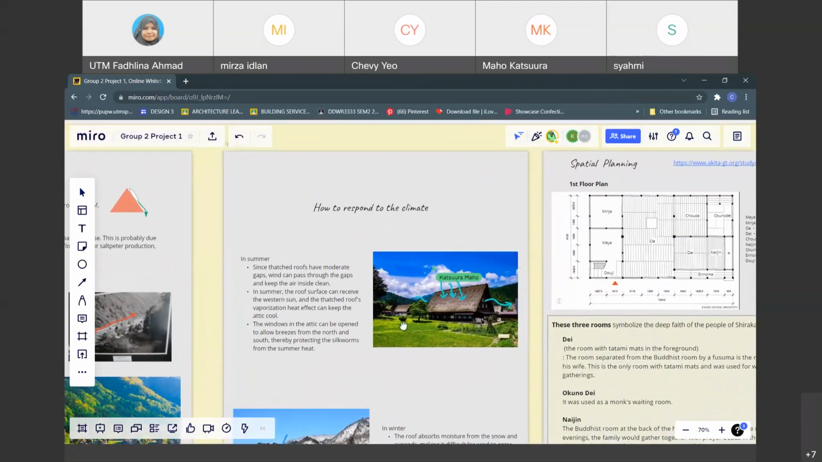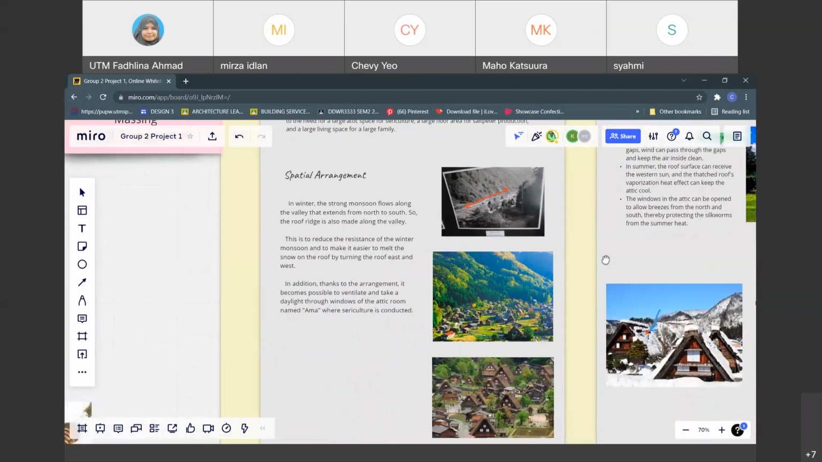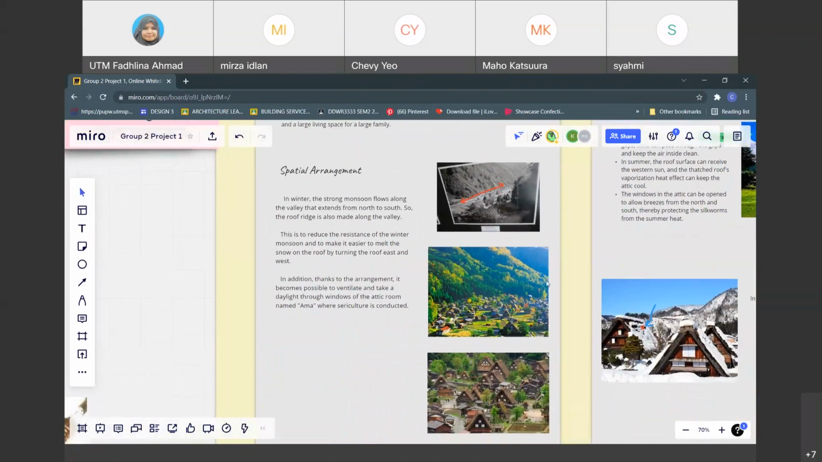Maho, sorry. You were talking about the spatial arrangement, is it? Usually, spatial arrangement is about the plan layout of these houses. But when you talk about this, it is the placement of the houses within the community, right? Yes. I think this one is more on the settlement, not spatial arrangement. Spatial arrangement is already scoped down into the plan layout of the house. So I think you need to rename the topic. It is on the settlement. Okay, thank you. Alright.